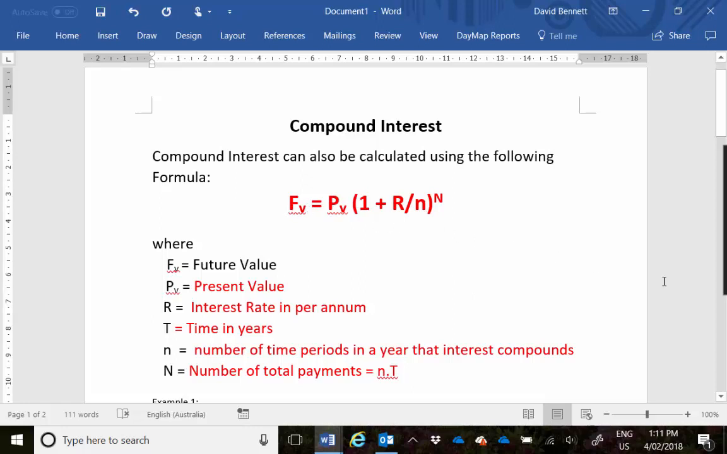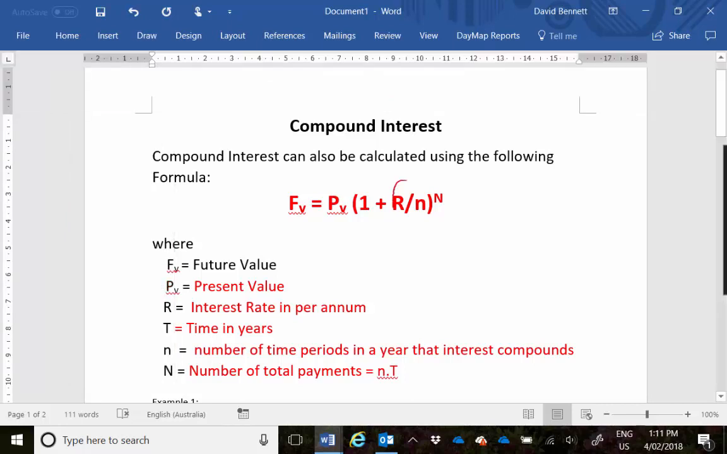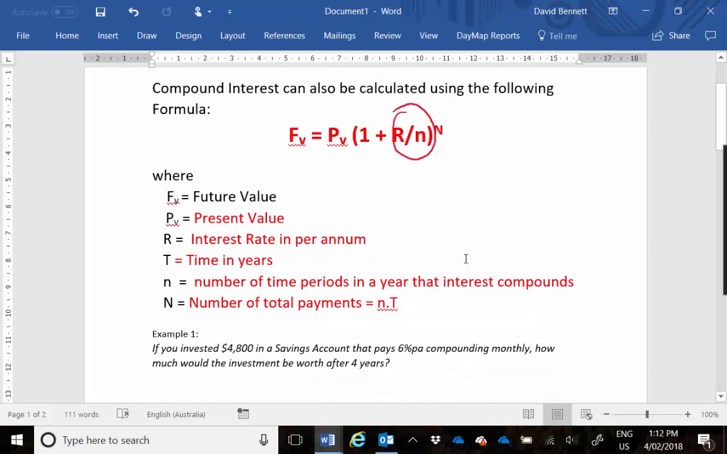Really what happens with this formula is quite simple. This bit here works out your interest. This bit here adds the original principal onto your account. So it tells you what your future value is going to be.